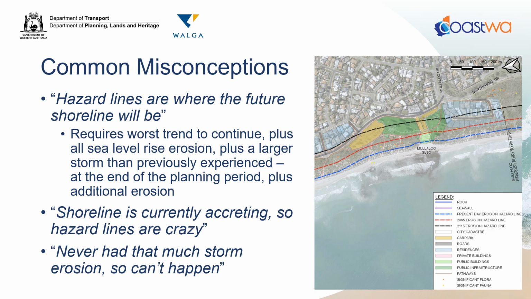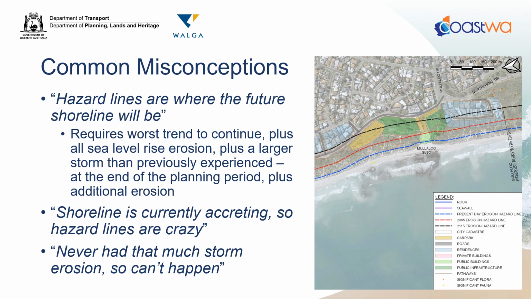For those hazard lines, particularly the ones in the longer time frames, for them to be realised, they require the worst erosion trend at that site to continue for that whole planning period, plus all the sea level rise or erosion to occur, plus a larger storm than's previously been experienced at that site to occur, all occurring at the end of the planning period, plus then additional erosion to counter for the allowance for uncertainty. So only if all those things happen will those hazard lines be realised. So it's always important to keep that context in mind.